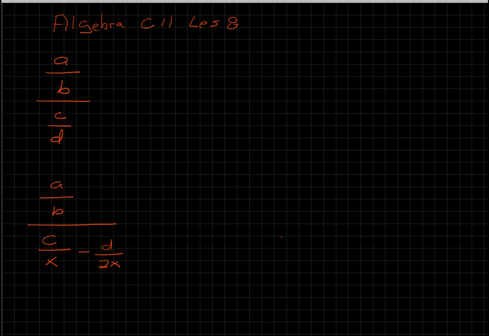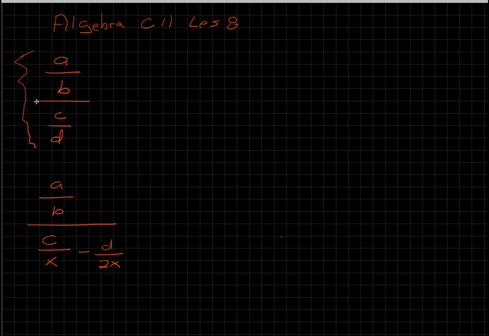In Harold Jacobs' textbook of elementary algebra, in chapter 11, lesson 8, we're dealing with the idea of complex fractions. And first of all, let's look at what a complex fraction is. Let's look at this first thing I've got up here. This is a complex fraction because there is a fraction over a fraction.